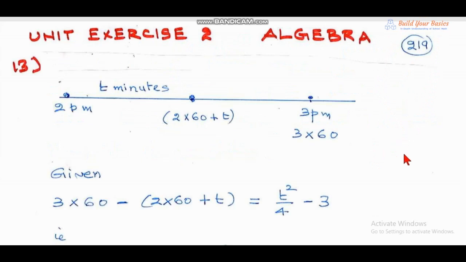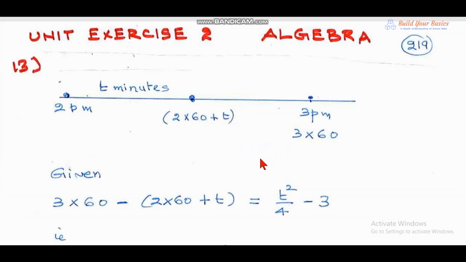Unit exercise 2, sum number 13. At t minutes past 2 p.m., the time needed to 3 p.m. is 3 minutes less than t squared by 4. Find t.